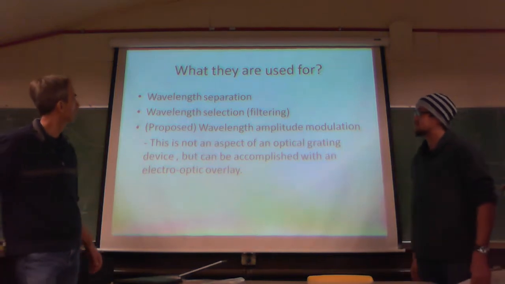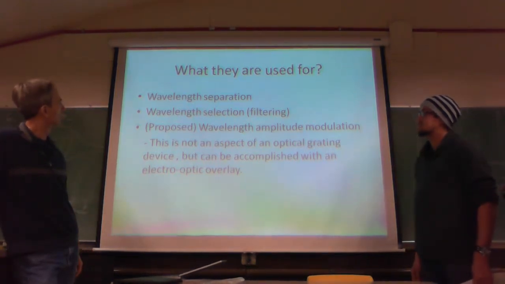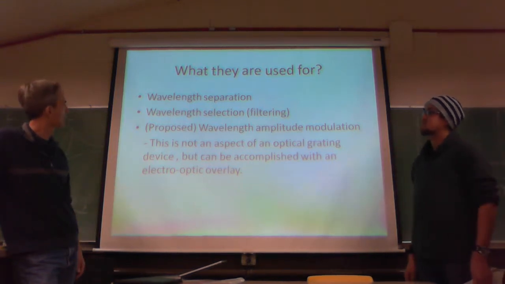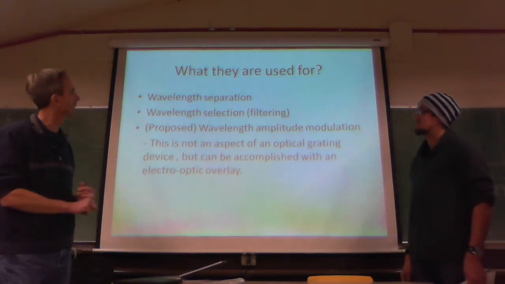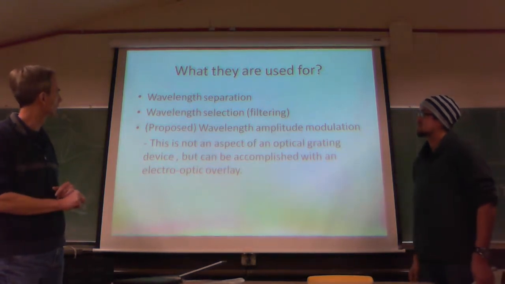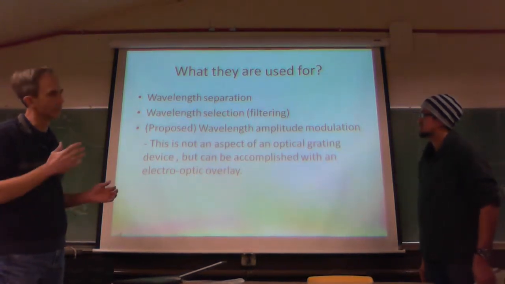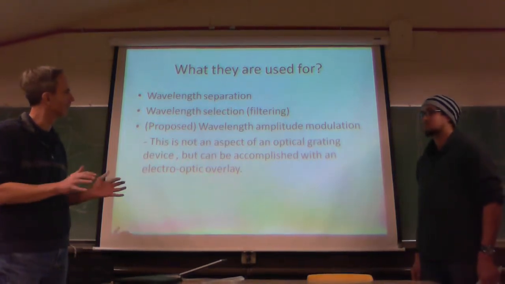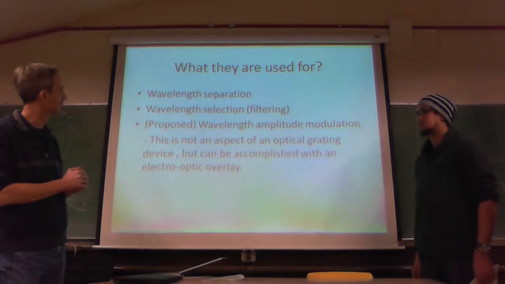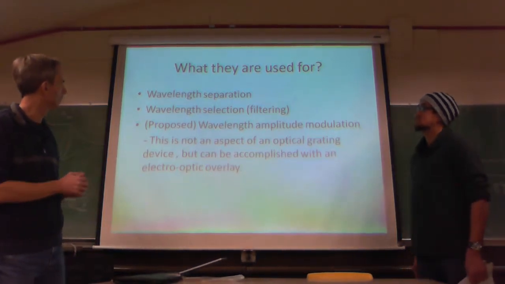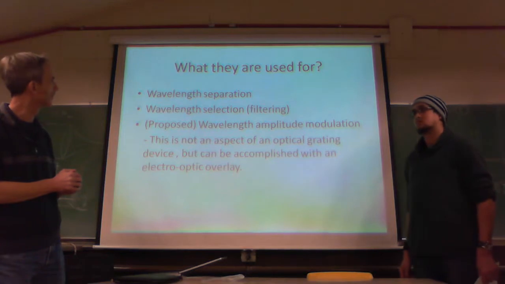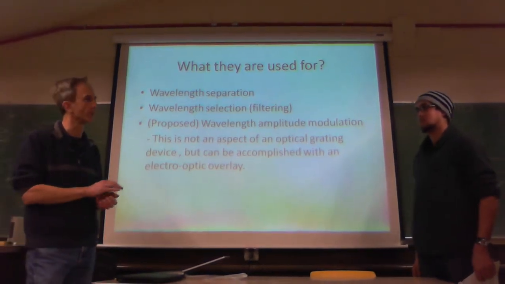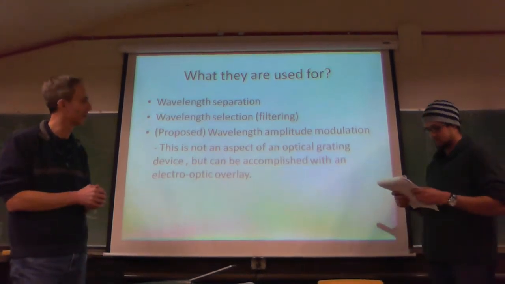Okay, yeah. So again, this is a summary of what this would be used for: wavelength separation in fiber optics communications, being able to selectively choose which wavelength you want to filter out. They didn't do this in this device, but they also claim that you could add another functionality, which is to modulate the optical signal by adding an electro-optical overlay, which is typically a polymer layer on top of that device.